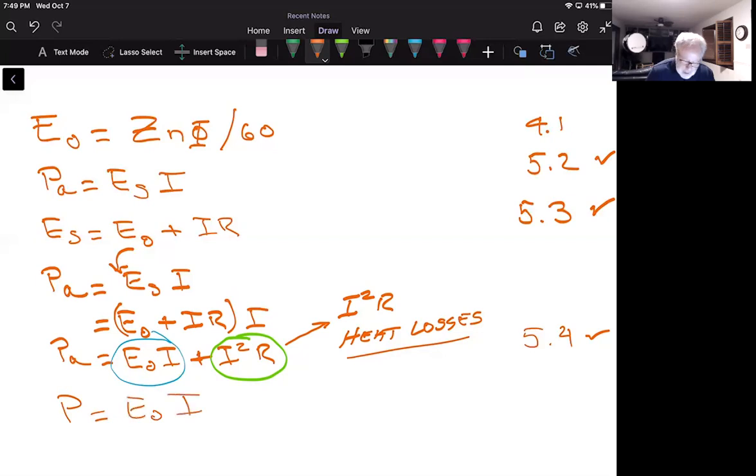The mechanical power developed by the motor in watts is equal to the product of the armature voltage times the current. The induced voltage in the armature, or armature voltage, times the current. The CEMF times the current.